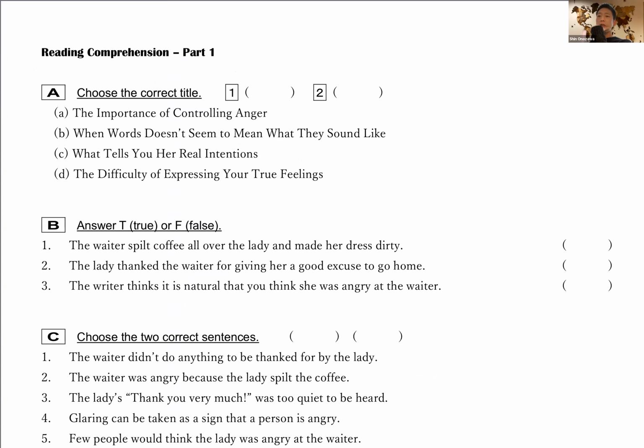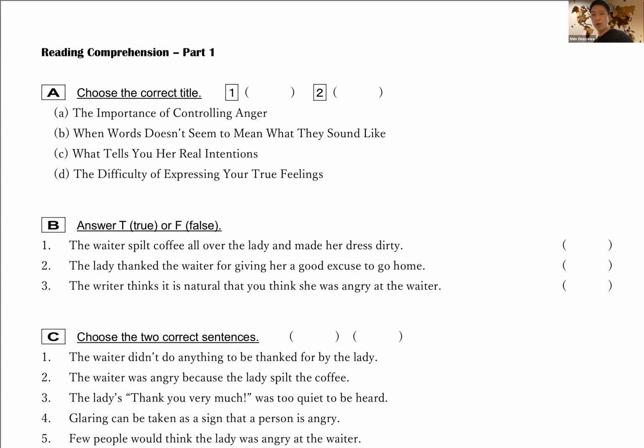There are 4. So what are the two titles which are correct? You can answer in chat. Or maybe we don't need to wait. All right. So Ante, which one is the answer? So paragraph 1, the answer is B. B, when words don't seem to mean what they sound like. All right. And paragraph 2 is C.